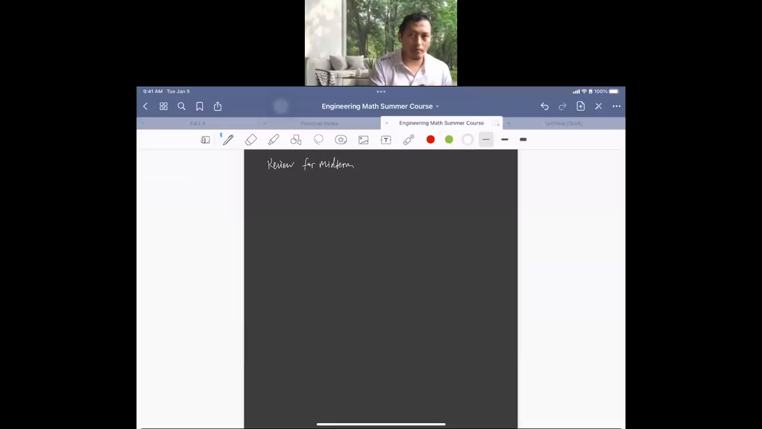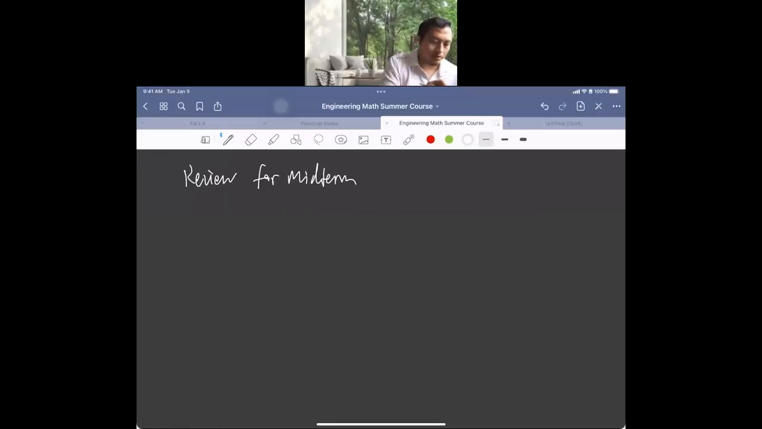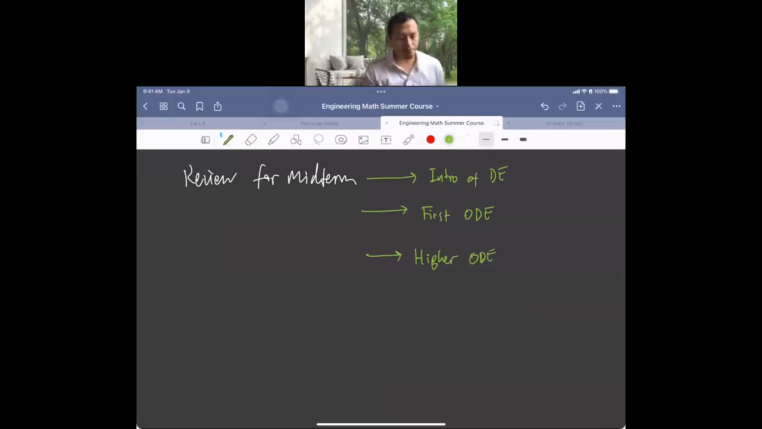Let me write here: review for midterm. Okay, so first, the midterm, we will have at least the intro of differential equation. That is very, very short, just to classify the order, what kind of equation we have. Second part is the first order differential equation, which we have exercised before in quiz and also homework, right? And the third one is the higher order differential equation.